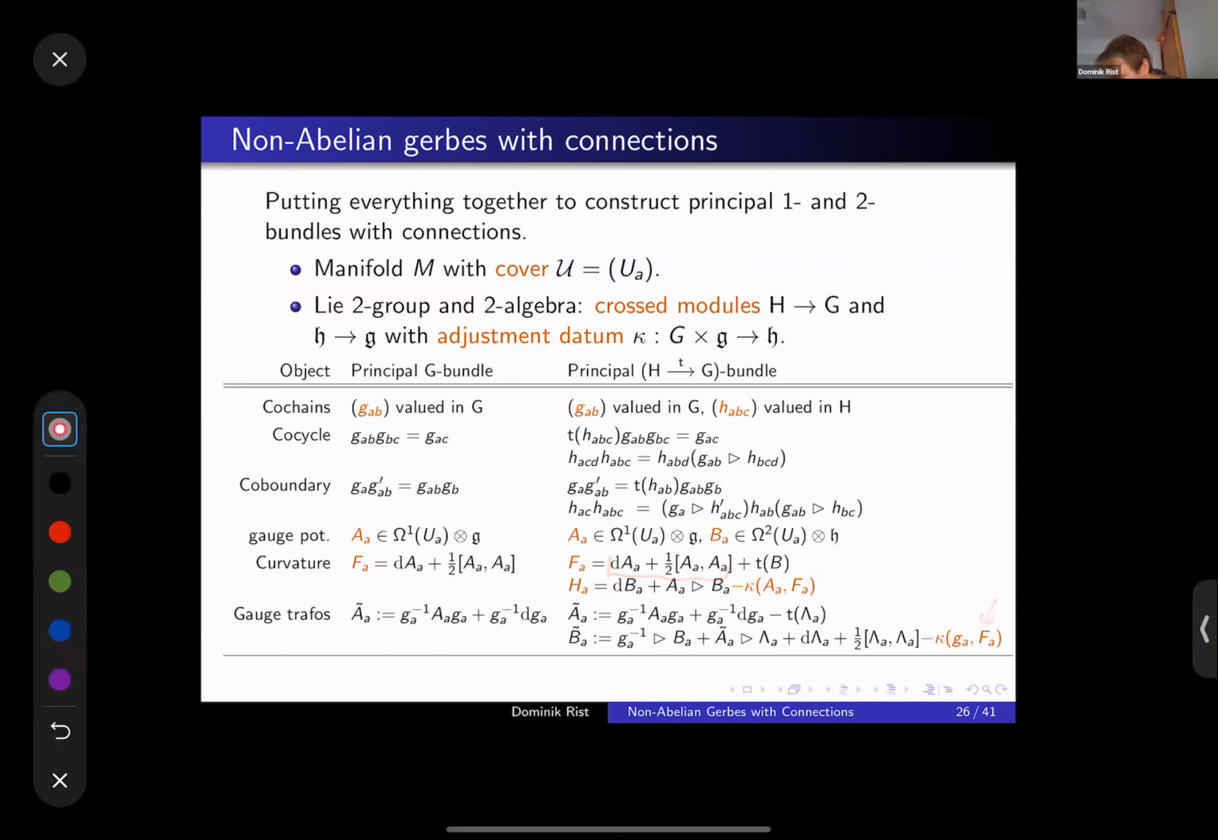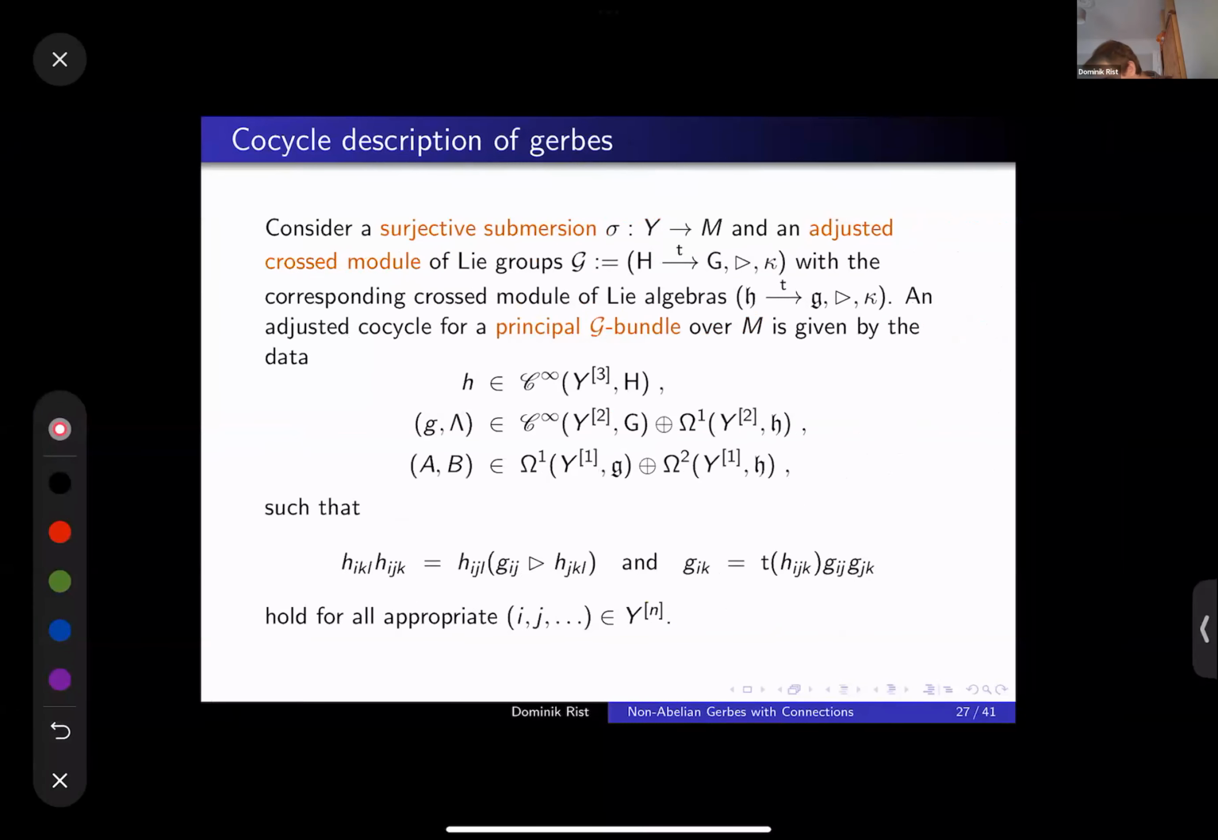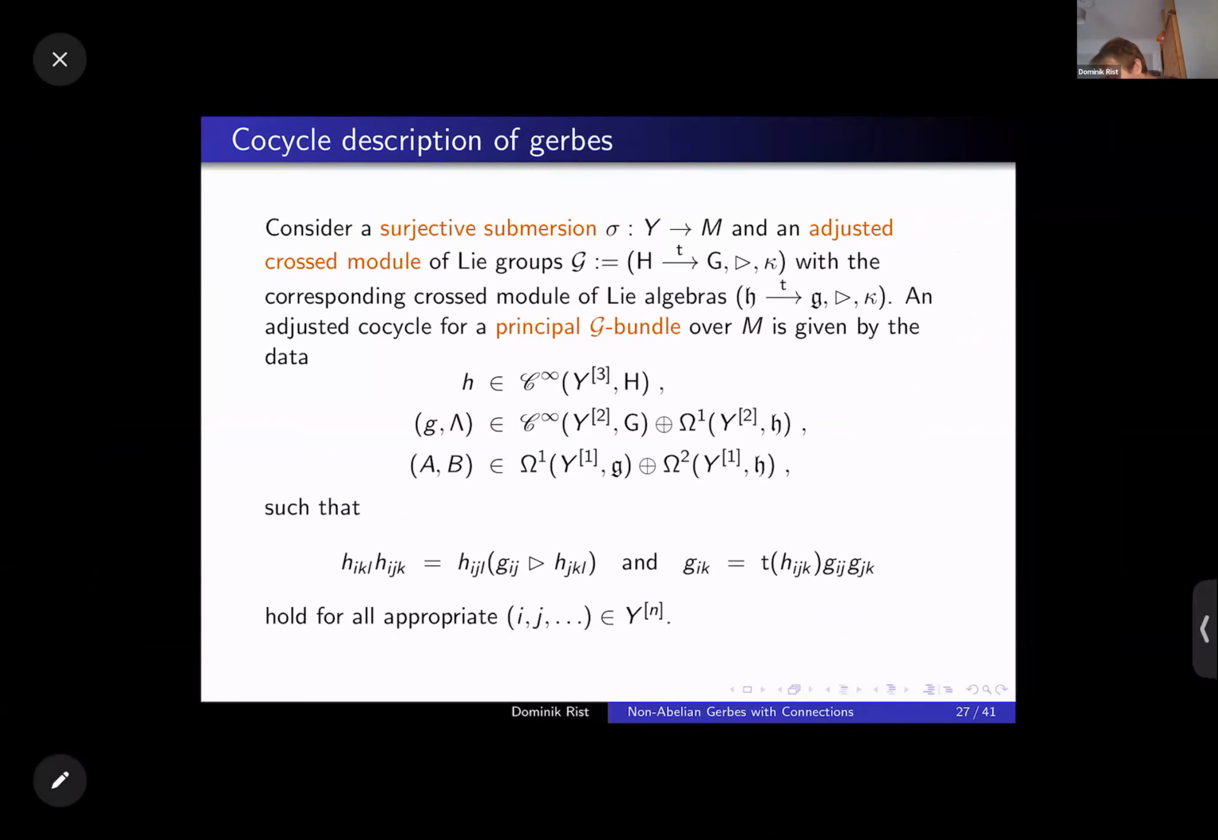Okay, so this is the setup. This is how locally you describe the connections on a principal 2-bundle. And now gluing this together basically amounts to describing what happens on overlaps, right? So this is a surjective submersion, but that's not important. The important bit is that you have the cover of a manifold.